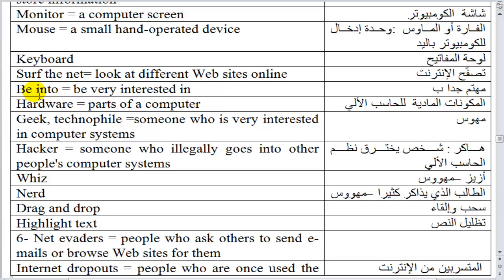Be into. The sound is between E and I. Be into, be very interested in. Hardware. Parts of a computer. Geek. Technophile. Someone who's very interested in computer systems.